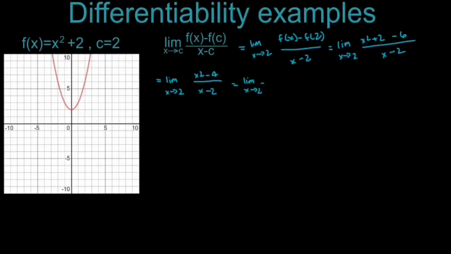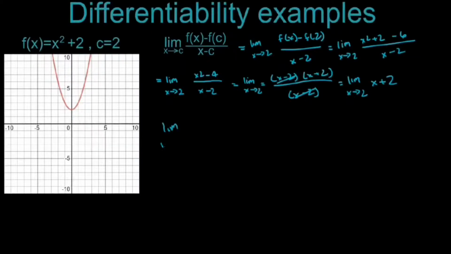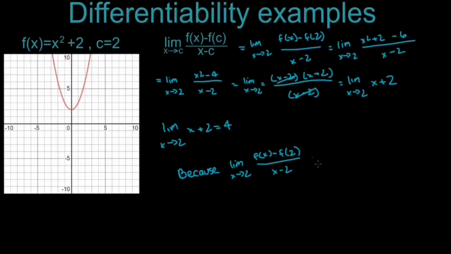You can then factor x squared minus 4 into x minus 2 times x plus 2. And the x minus 2 in the numerator and the denominator simplify to 1. You are left with just the limit as x approaches 2 of x plus 2. When you plug in the point c equals 2 into x plus 2, you get 4. Therefore, because the limit as x approaches 2 of f of x minus f of 2 over x minus 2 exists, f of x is differentiable at x equals 2.